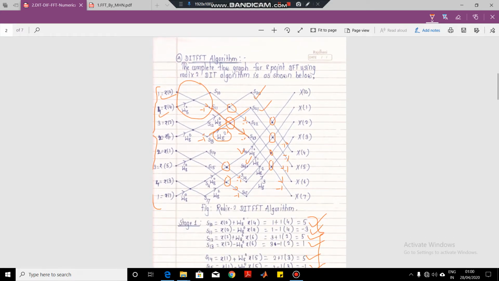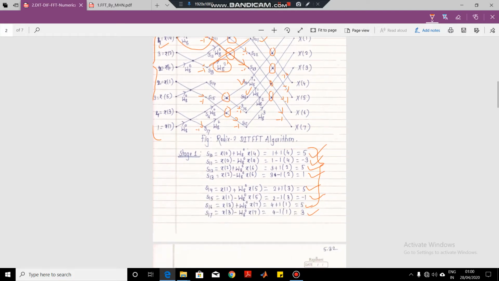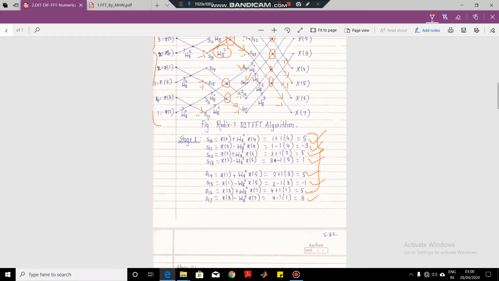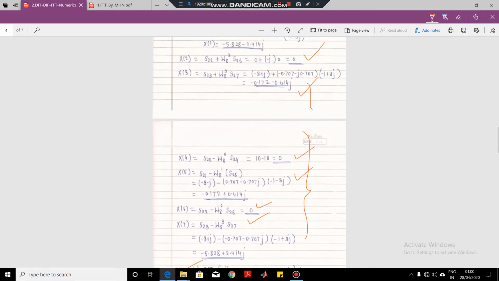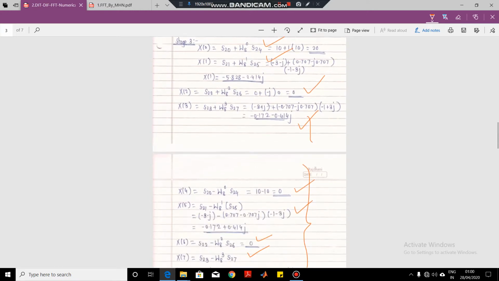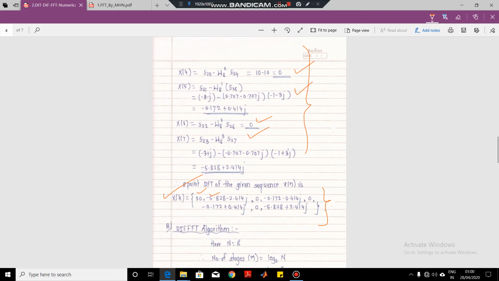Then we modified this butterfly structure by adding -1. So -1 was not shown here, but for each butterfly we added -1, as in the basic butterfly structure. After that we computed the outputs of each butterfly. After the computations we got the outputs 0, 1, 2, 3, 4, 5, 6, 7. The output is in the normal order, so we need not bit reverse the output; we got the output directly.